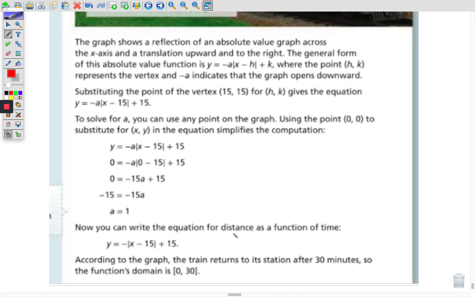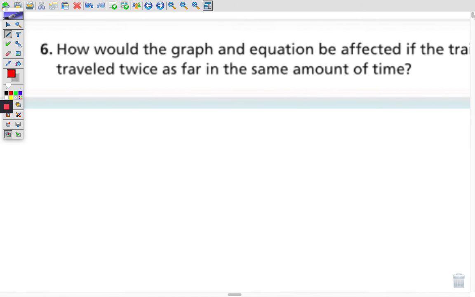So now you can write the equation for the distance as a function of time. And according to the graph, the train returns to the station after 30 minutes, so the function's domain is [0, 30], because it starts at 0 and we return back by 30 minutes. They didn't really give us much work to do there.